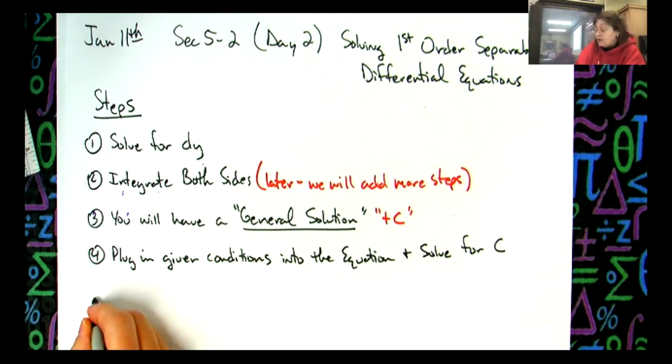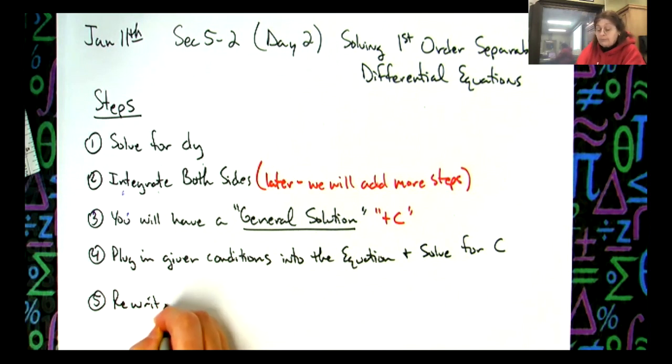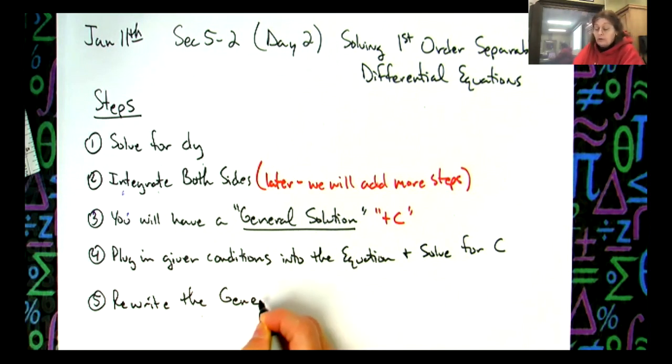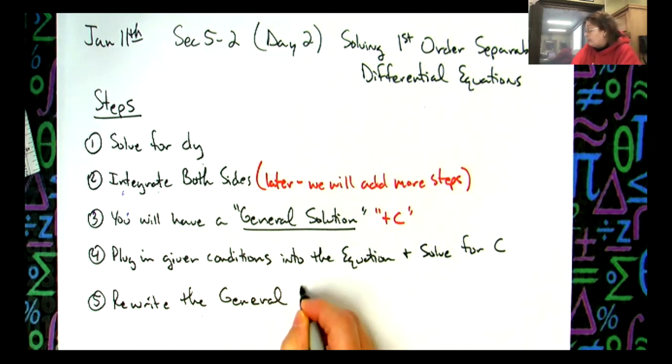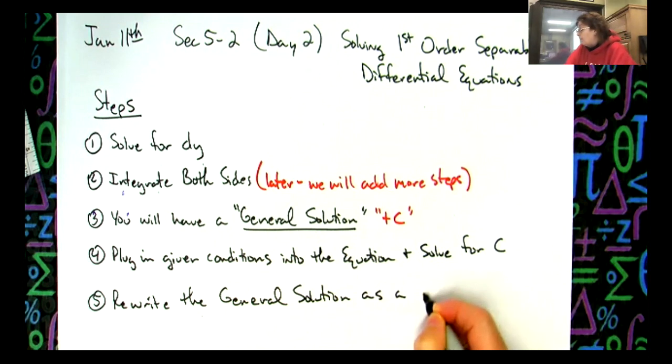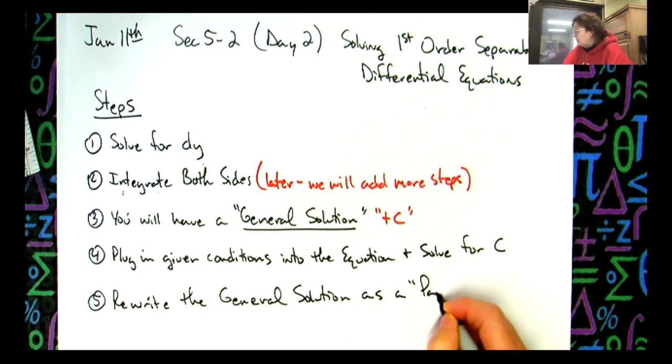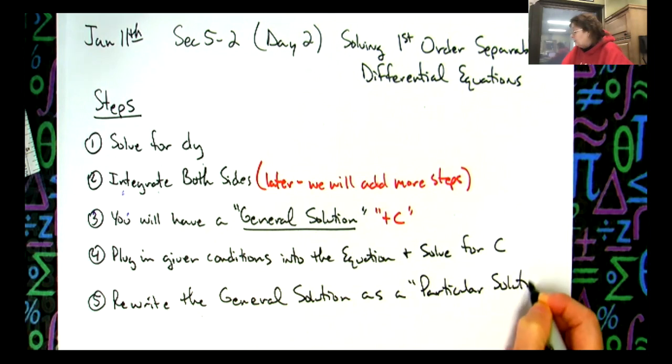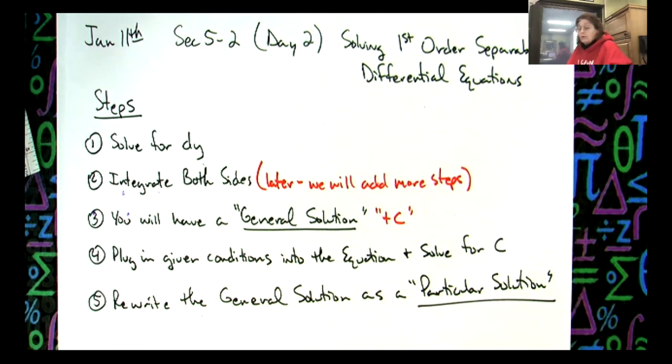Then once I know C, I can rewrite the general solution as a particular solution. So we're going to have a general solution and a particular solution. Right now it's going to be pretty straightforward, like 5 steps.